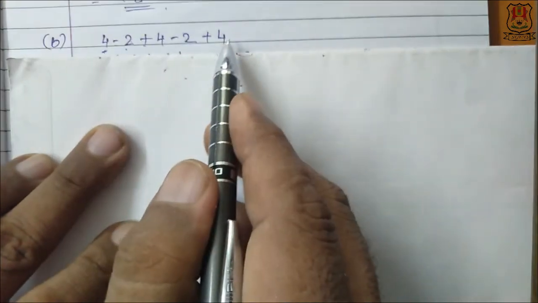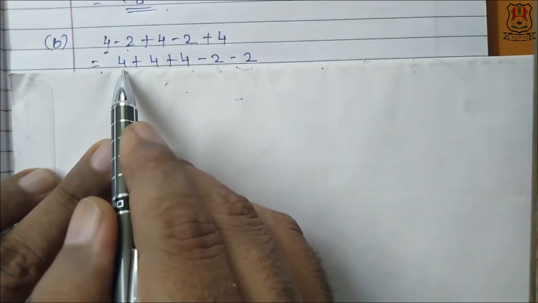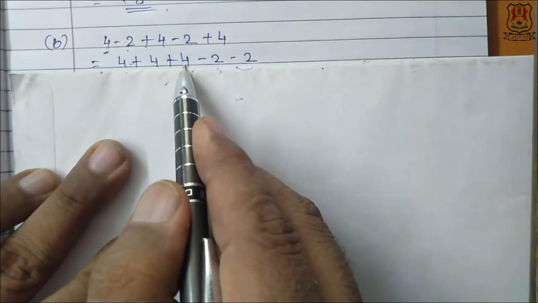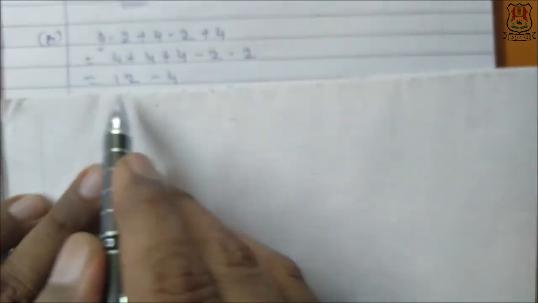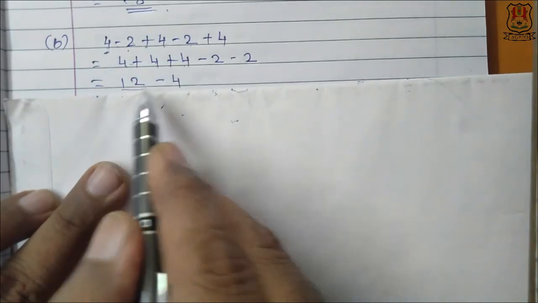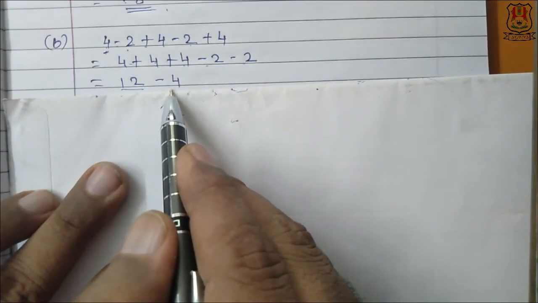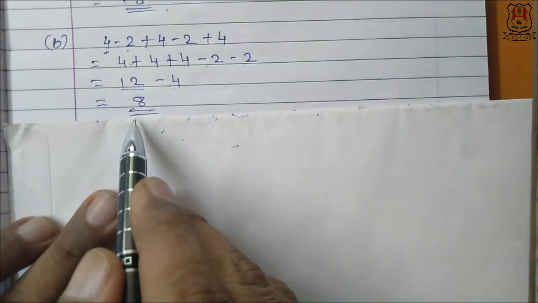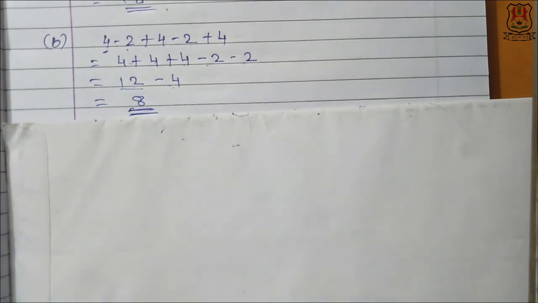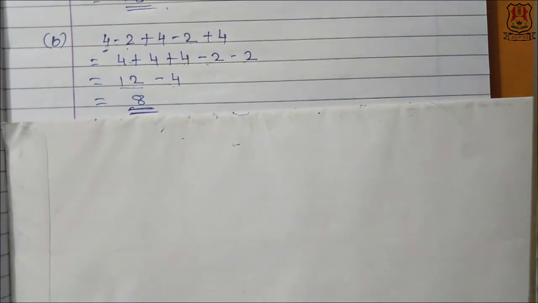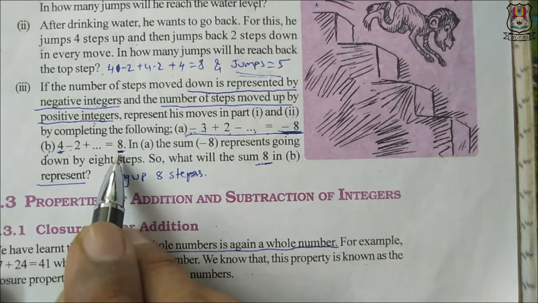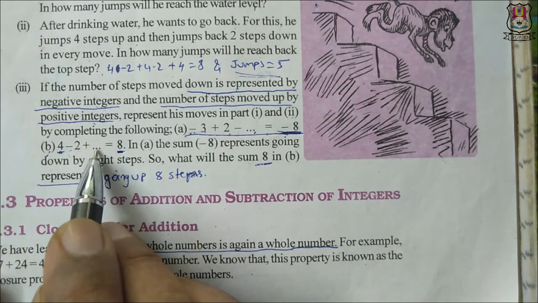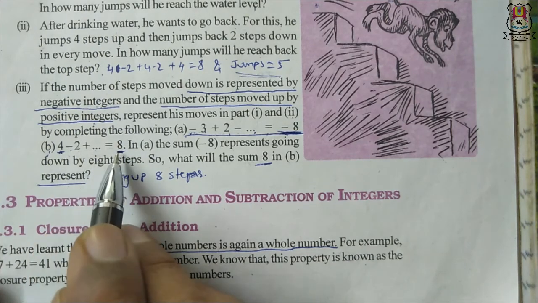Now let's add all these positives and see what happens. 4 plus 4 plus 4, this 4, 4 and 4, and then minus 2 and minus 2. So 4 plus 4 plus 4 is 12, and minus 2 and minus 2 is minus 4. So 12 minus 4, the answer is 8, and as it is given in the textbook, the answer is 8. As you can see very clearly, that is how many times 4 minus 2 is written to get 8. So we have solved it.